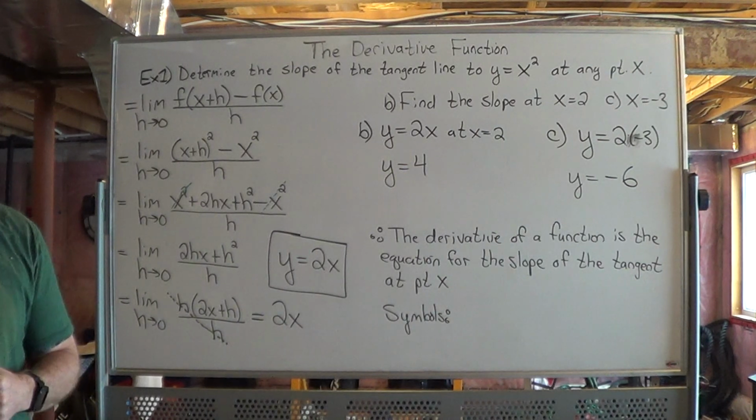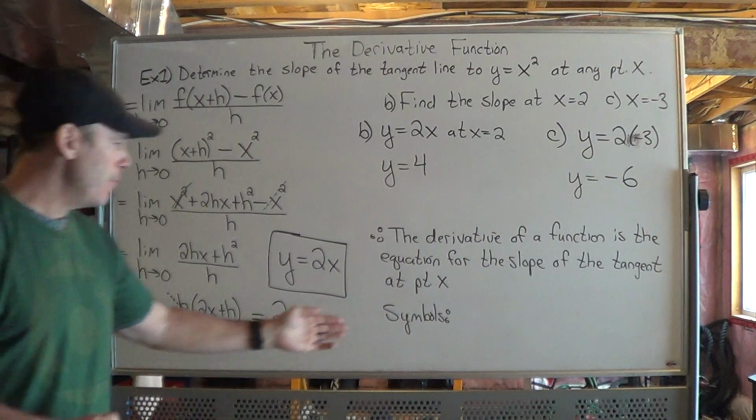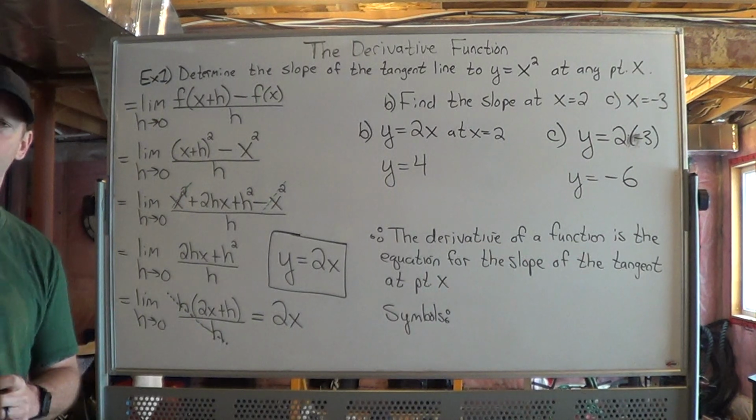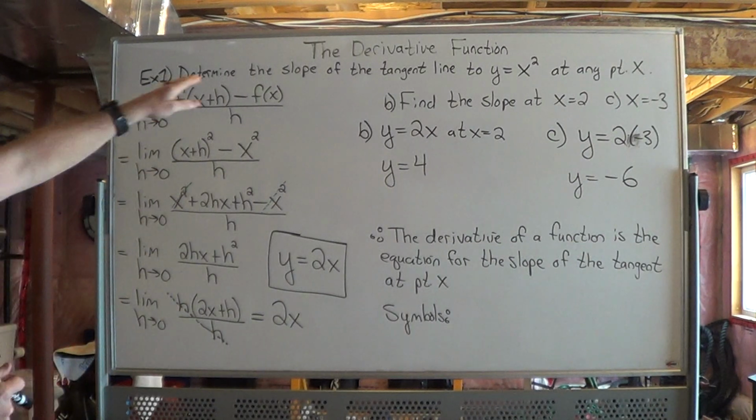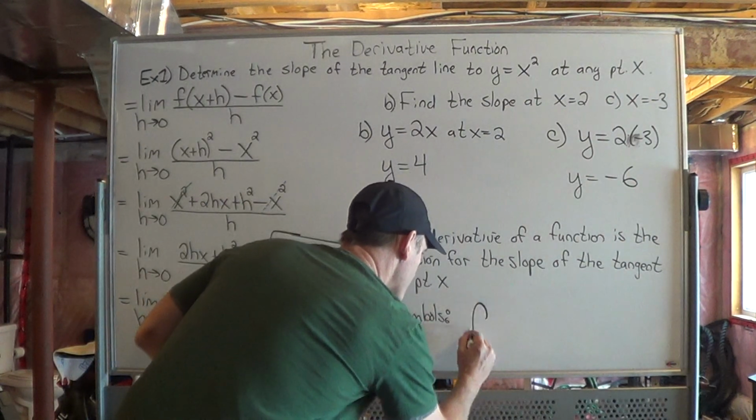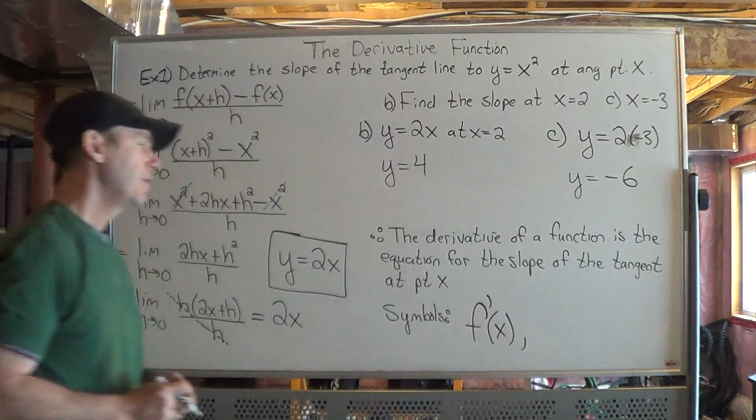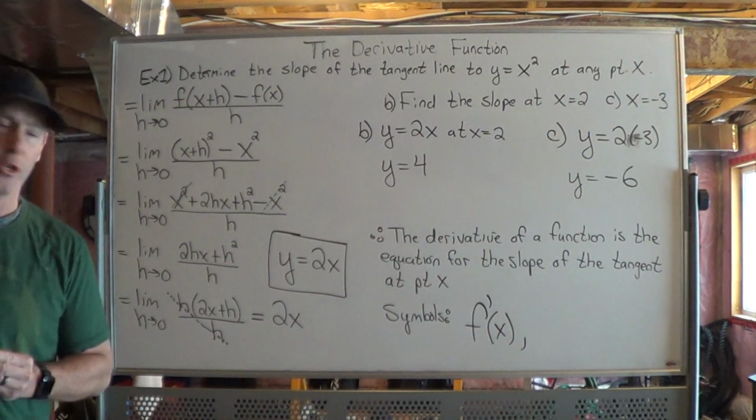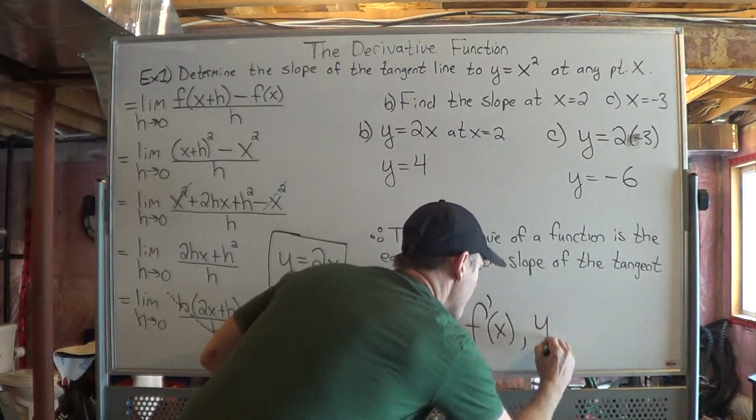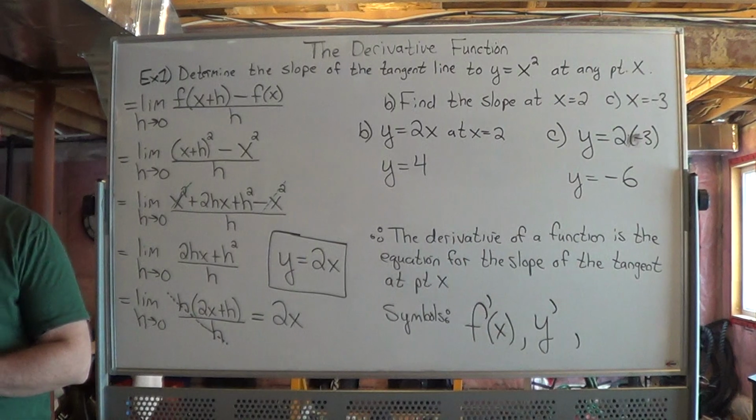Not just a specific point x, a special point, any point x. Now the symbols for the derivative, there are several depending on how your equation is represented. If you have an equation of f of x, the derivative looks like this, just an f with a little comma, f prime of x. A lot of times, if it's y equals, then you'll get y prime, as it's called, so y with a comma.